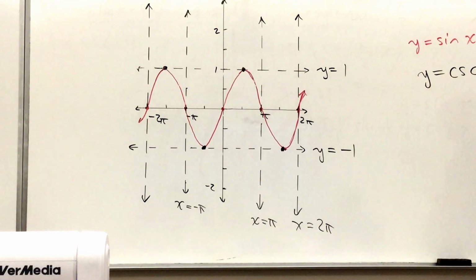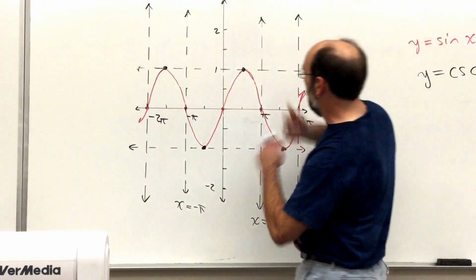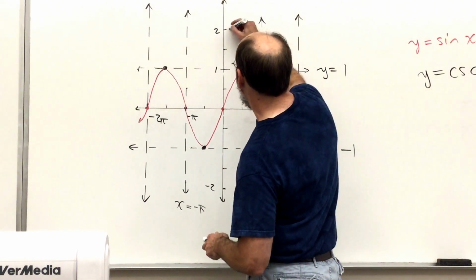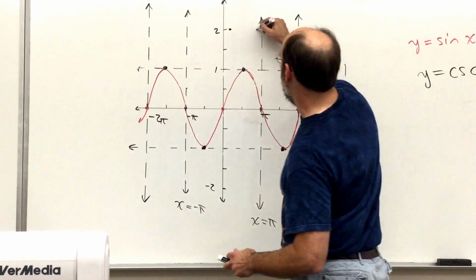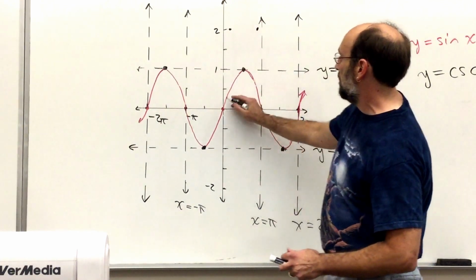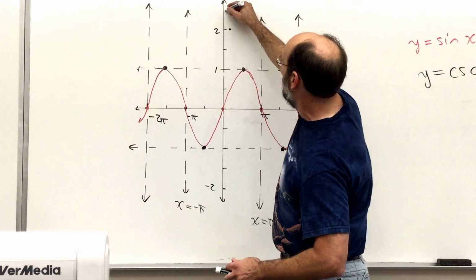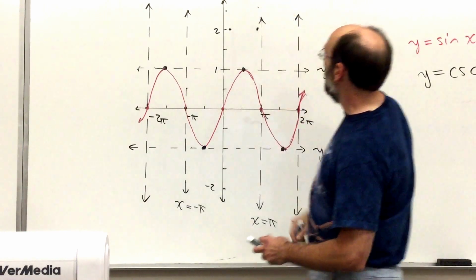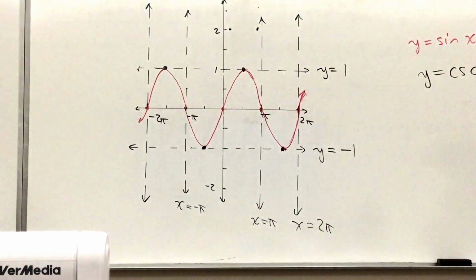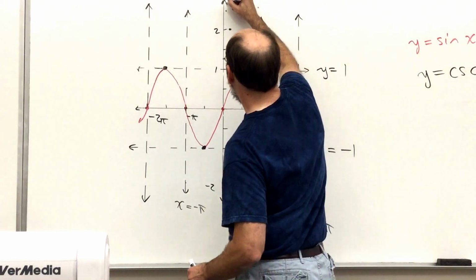So what I'm going to have is, let's say that the sine function is 1/2 at this point. The cosecant function is going to be the reciprocal of that, or 2, right? The sine function is, say, 1/3 here. The cosecant function is going to be 3, etc. So I'm going to get sort of this U-shaped piece between x equals 0 and x equals pi. So that's going to look kind of like this.